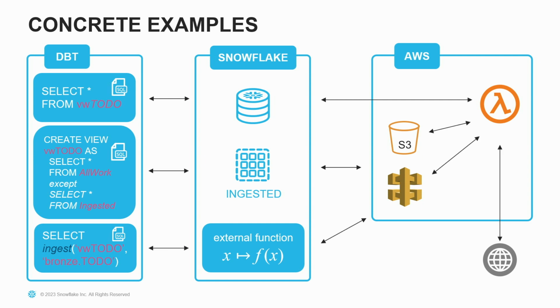And so what happens after the model is run is the post hook is invoked. That calls our external function, ingest. And ingest communicates with our backend and says, all right, what is my work queue? The work queue is the view todo, and where should I deliver the data? Deliver it to bronze.todo, which is our external table.